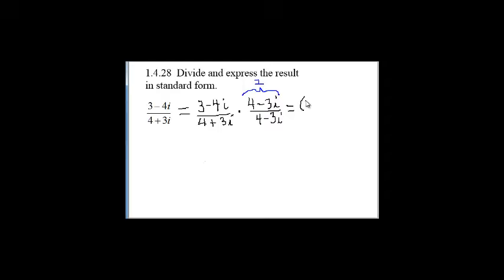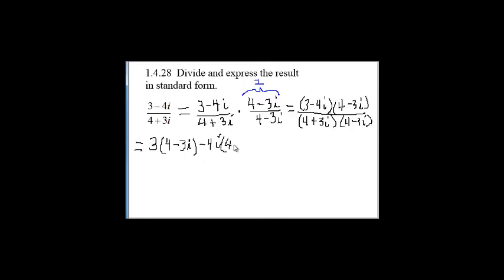So in the numerator, we have 3 minus 4i times 4 minus 3i. And in the denominator, we have a product of conjugates. We have 4 plus 3i times 4 minus 3i. So in the top, we're applying the distributive property twice. 3 times 4 minus 3i minus 4i times 4 minus 3i.